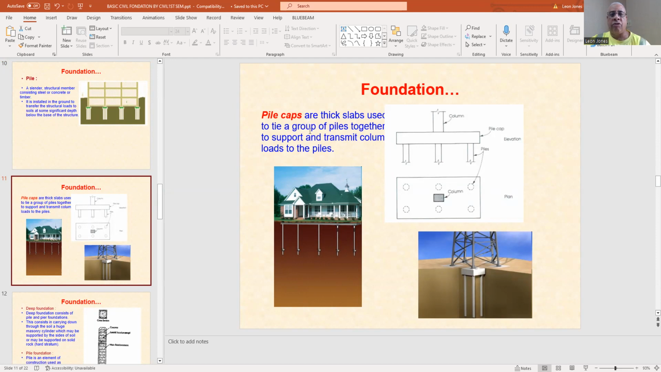They're thick slabs used to tie a group of piles together to support and transmit column loads to the piles. So you have your column. Here's your pile cap. Now, if you're doing bridges, you have a pier cap. Here are your piles. And this right here, looking at it from the top view, these are your piles right here. And here's your column. And you can see how the piles work with supporting this truss structure.